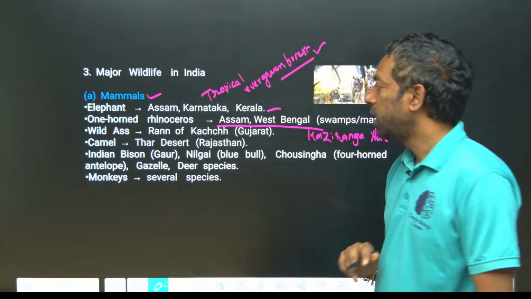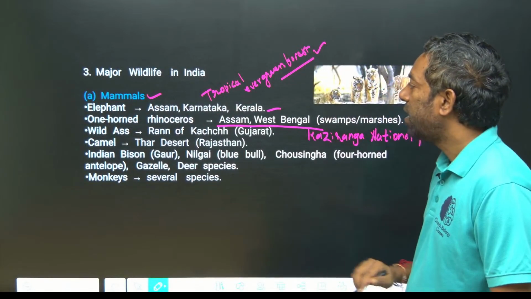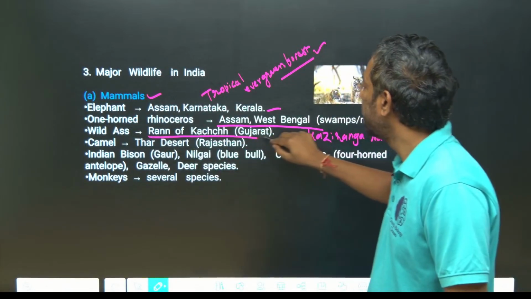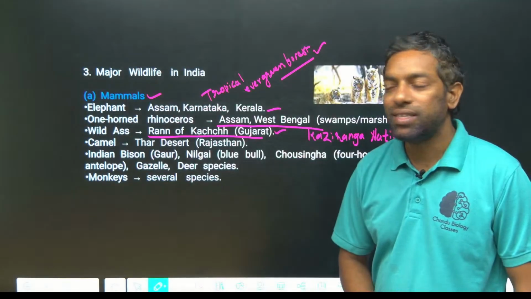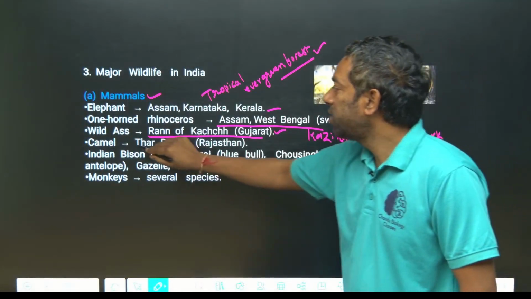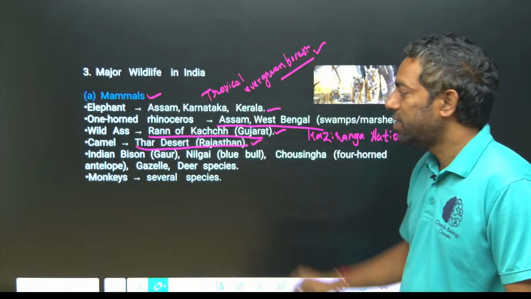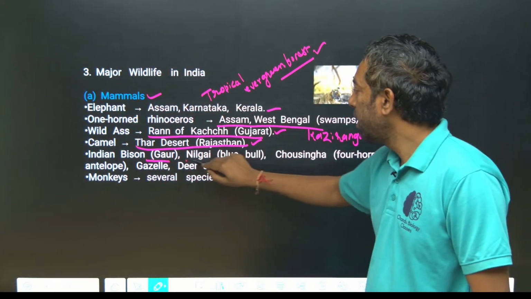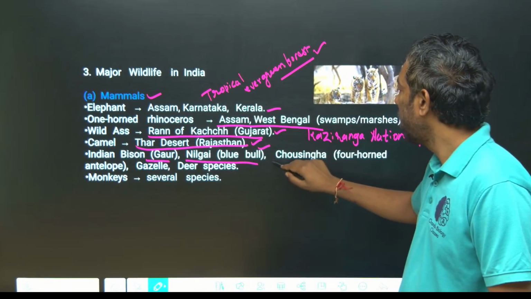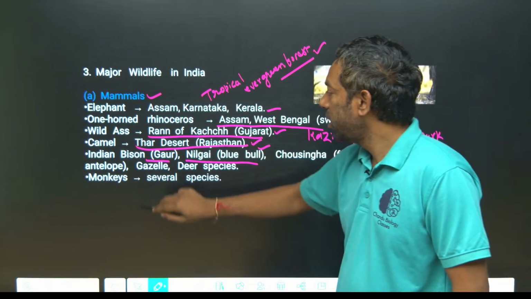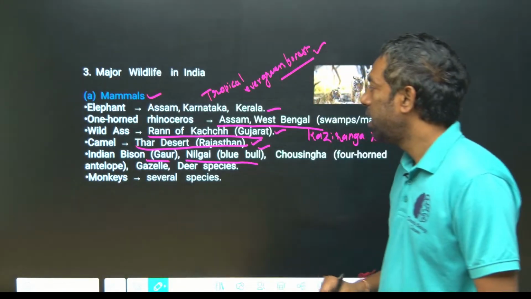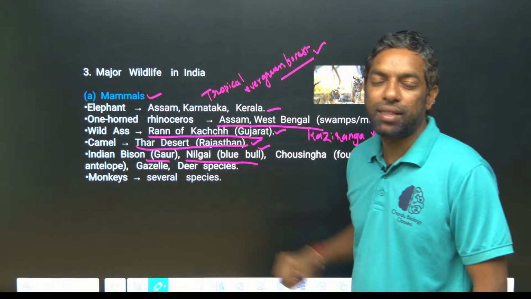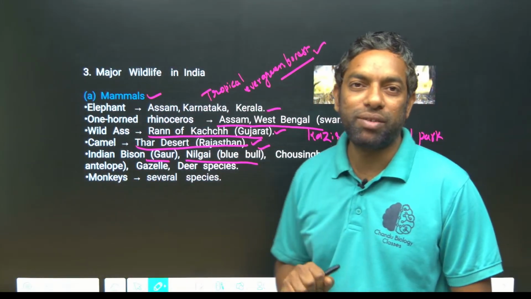Okay, Kaziranga National Park. While the Rann of Kutch is a desert area, camel is also found in a desert area, the Thar Desert, Rajasthan. Indian bison, Goa. Nilgiri thar, blue bull. Okay, these are the most important, guys. Monkeys, they won't ask you. Okay, these are the areas where we can mainly observe mammals.